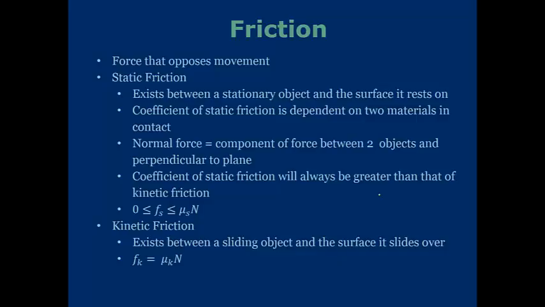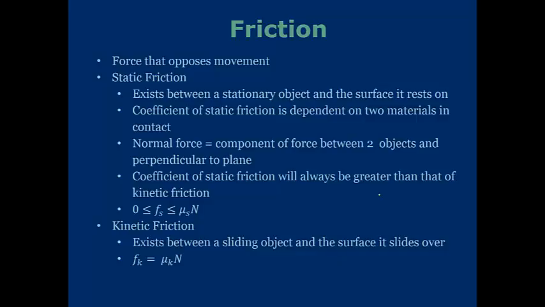Static friction exists between a stationary object and the surface it rests on. The coefficient is dependent on the two materials in contact. There is also a normal force between these two perpendicular to the plane. The coefficient of static friction, however, will always be greater than that of kinetic friction. The reasoning for this, from a day-to-day standpoint: if you were to try to push an object, you'll notice that once you get it into motion, it's easier to keep it in motion than it was when you started.